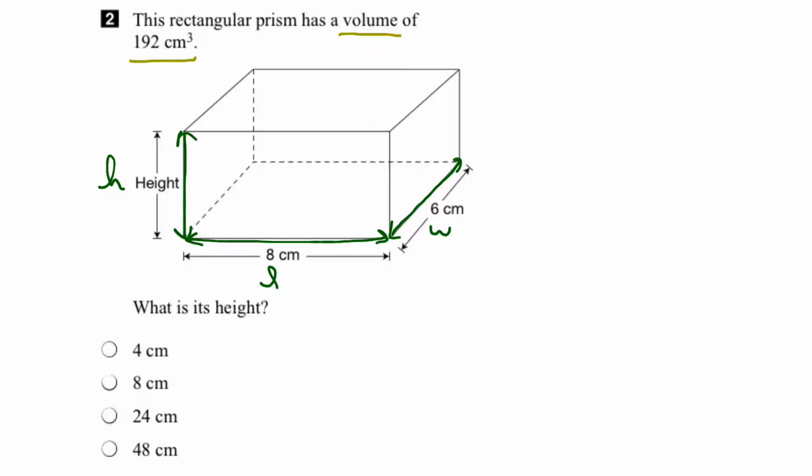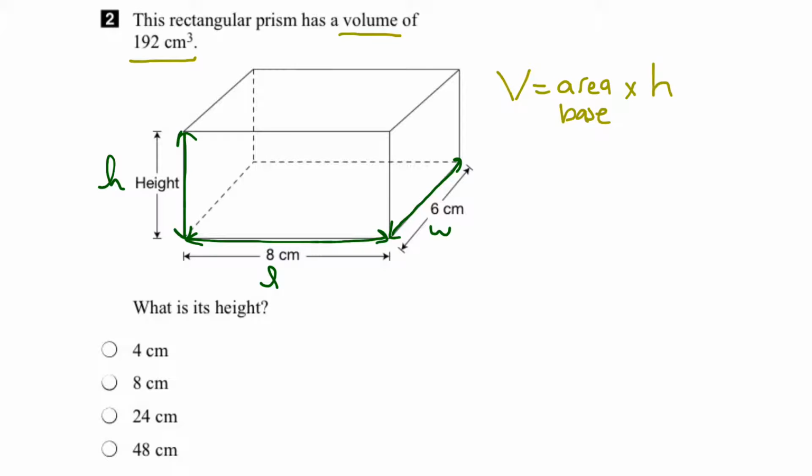Volume is a measurement in 3 dimensions, and we know that by looking at the units. Centimeters cubed, the exponent of 3 tells us that we're working in 3 dimensions. The volume of a prism is given by the area of the base times the extra dimension. And in our case, the extra dimension here is the height.